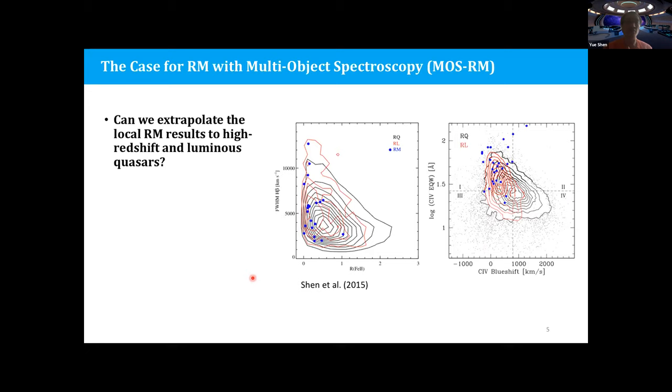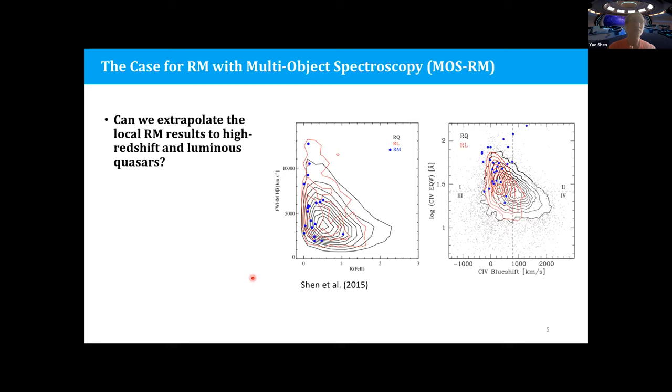You don't have to know what's actually plotted here to see that the distributions of the local RM sample are markedly different from the general quasar population. Therefore, any extrapolation to the uncharted parameter space of quasars at high L and high Z from these local RM results is somewhat dangerous.